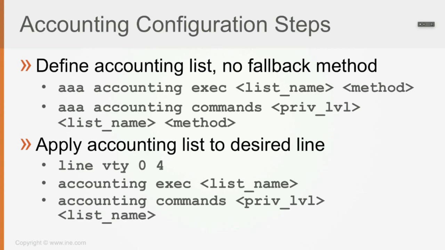Likewise, if you have used a non-default list, you have used name lists, then you have to apply the accounting list to the desired line. If you want VTY line access, so if you want any commands typed in at the VTY lines to be accounted for via TACACS, then you have to apply the accounting lists on VTY lines with those commands in there.